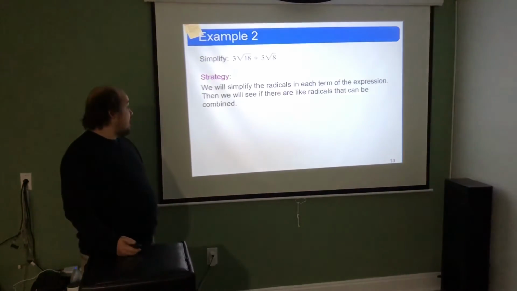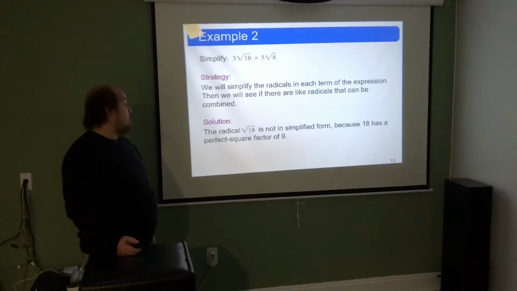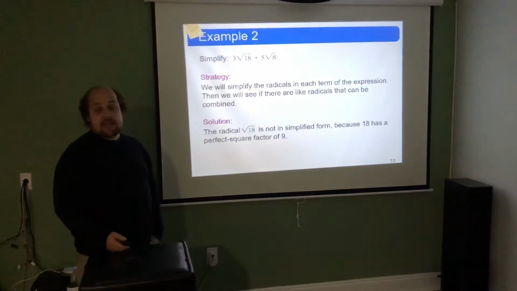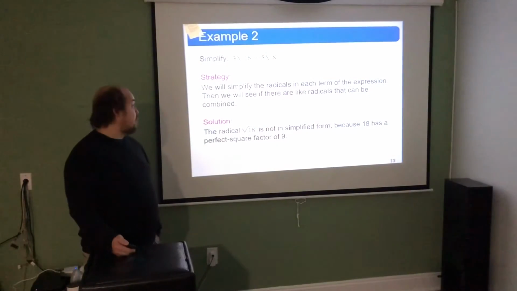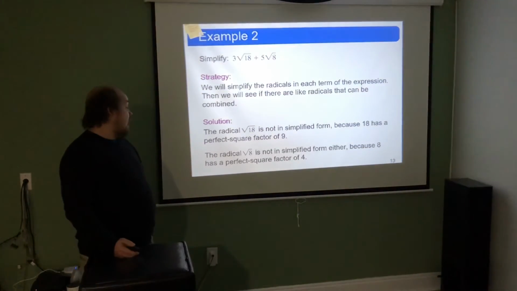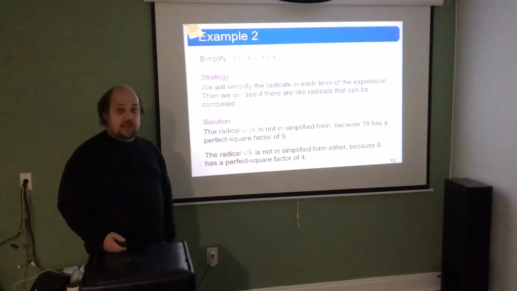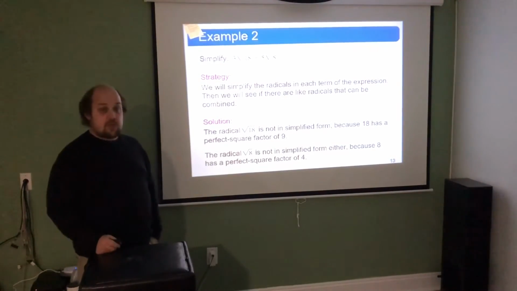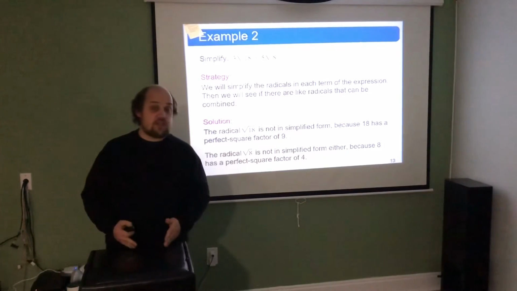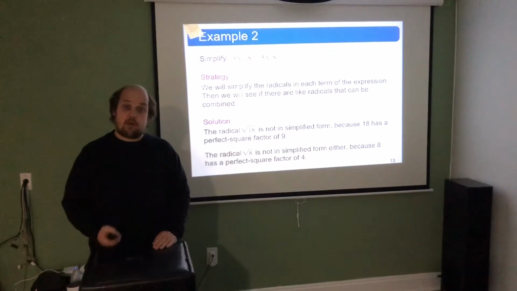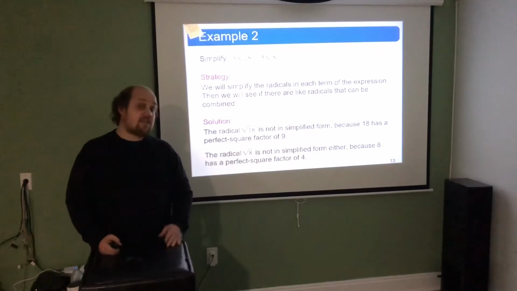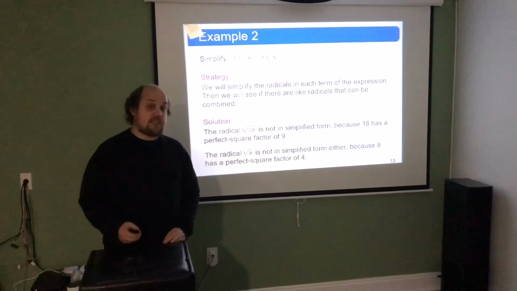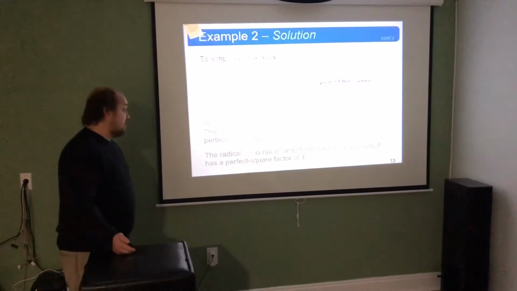If I look at root 18, we can see that root 18 has as a factor 9. I could break it down into the root of 9 times the root of 2. I also can see that the root 8 can be broken down further into the root of 4 times the root of 2. The reason we're choosing to break it down this way is because we see a perfect square that can come out. In the case of 18, we see 9 as the perfect square that can come out. In the case of 8, we see 4 as the perfect square that can come out.